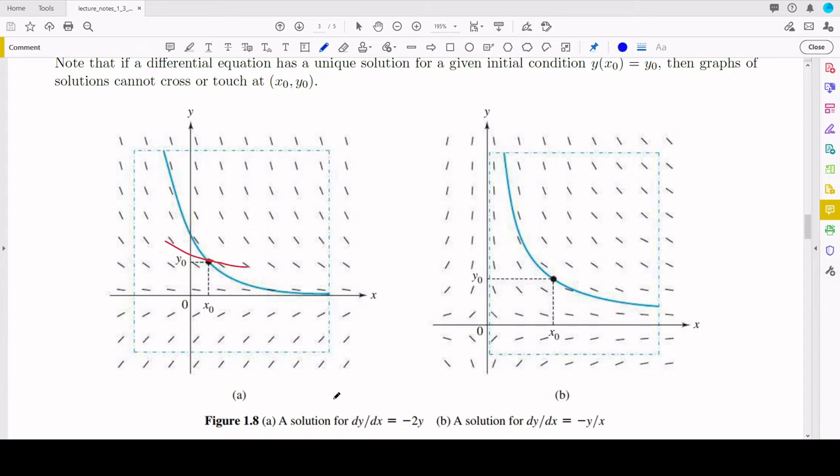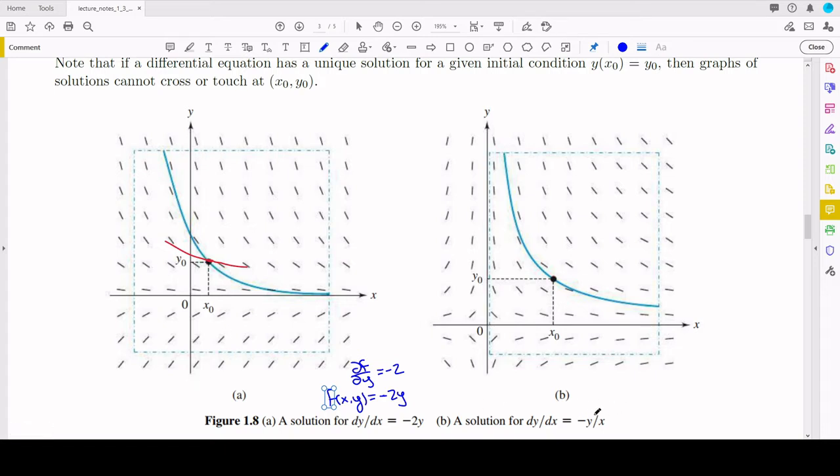in this first case, we have f of x, y is negative 2y, and that's continuous everywhere. And then we have df dy equals negative 2. That's a constant function, so that's continuous everywhere. So we can draw our rectangle as large as we want, and there's a unique solution.